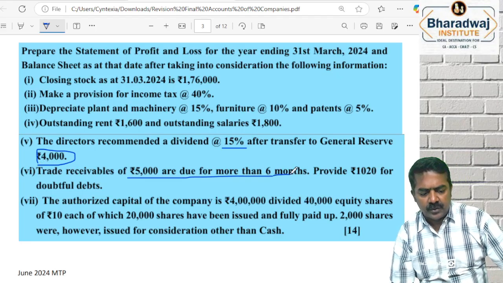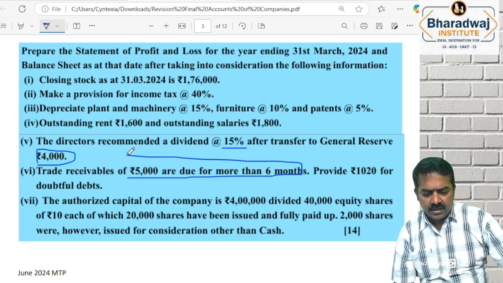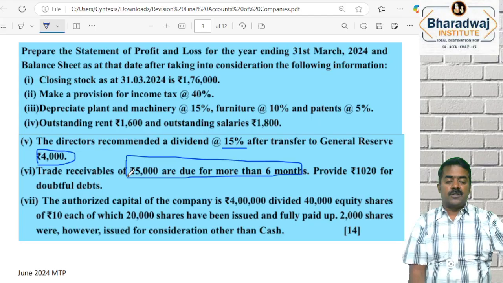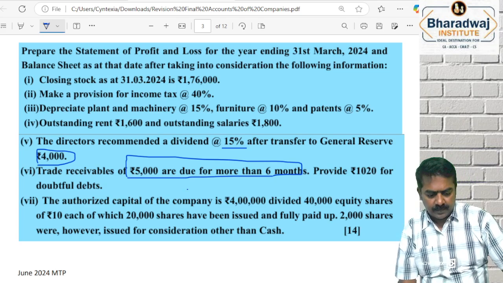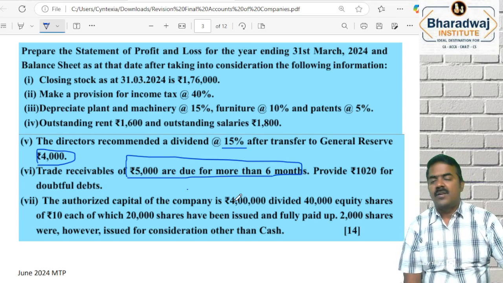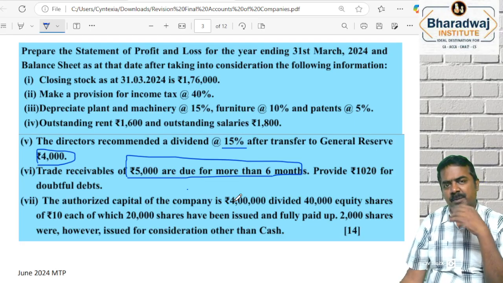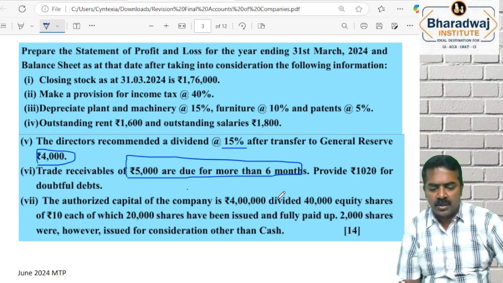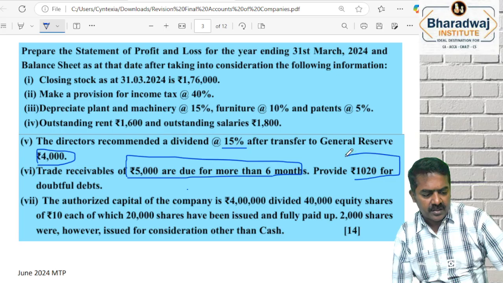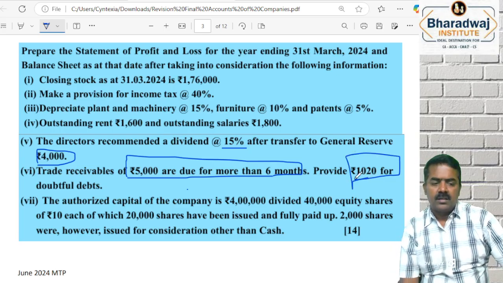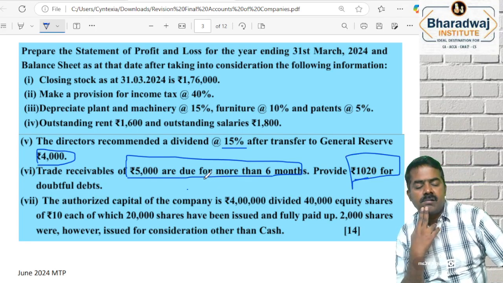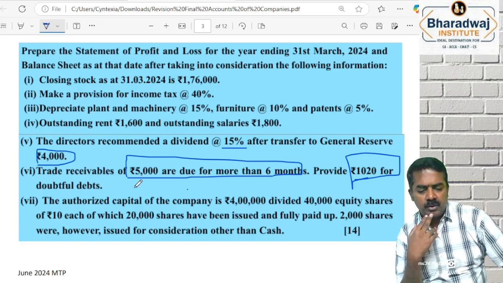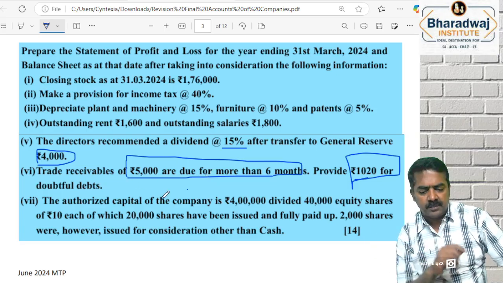Trade receivable due for more than 6 months. Trade receivable, debtors due for more than 6 months. What is it? Just an information. It will be given in the form of notes to accounts. Provide for doubtful debts. Provision for bad debts. We have to provide from debtors as well as in P&L account.